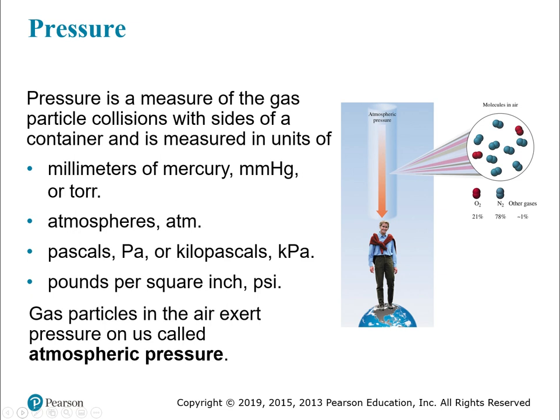The next property is pressure. Pressure is a measurement of the gas particle collisions with the sides of a container. There's several different units of measure for pressure. There's millimeters of mercury and torr, which are the same. Atmospheres, pascals or kilopascals, and pounds per square inch, or PSI.